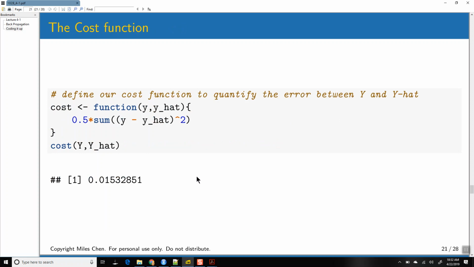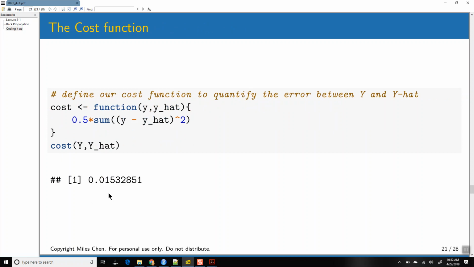Okay? We define our cost function. We take in basically a vector y and another vector y hat, which we've produced here. And then we're just going to take the difference, we square those, and we sum them up, and we multiply it by 0.5, just so everything kind of aligns. And then if I just currently throw in our 3 observations, y and y hat, it actually spits out a value.